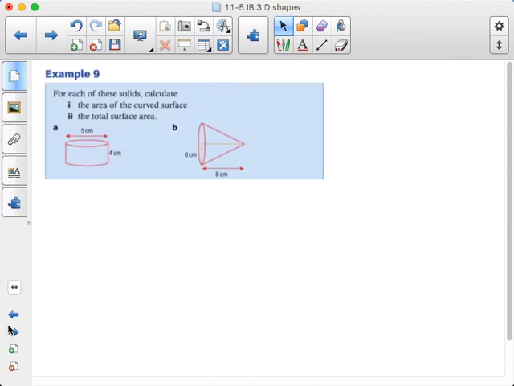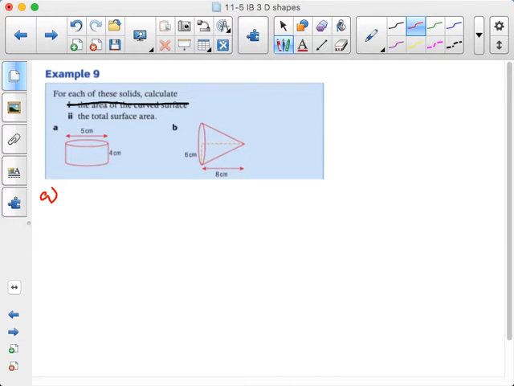Okay. So let's just do a couple of examples for surface area. I am not going to just calculate the area of the curved surface, we're just going to do the total surface area. So for each of these solids, calculate the total surface area. The first one is a cylinder. If it's a cylinder, I know that it has 2 circles and then a curved surface.